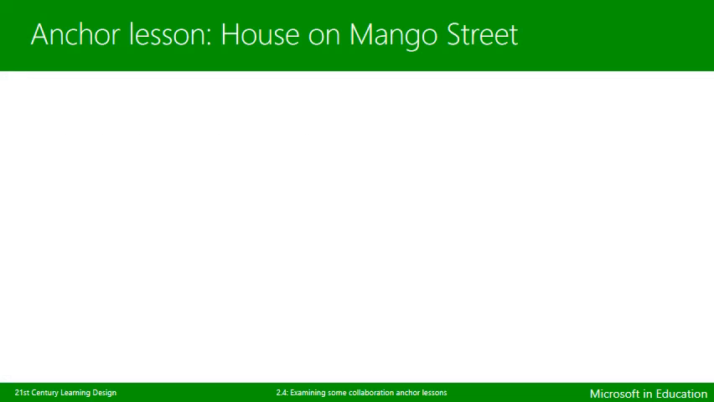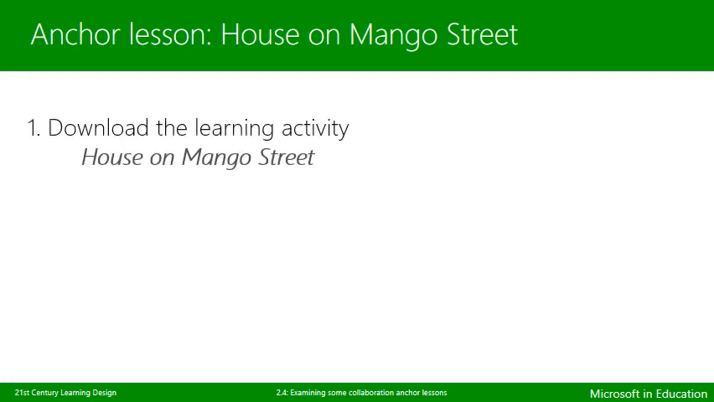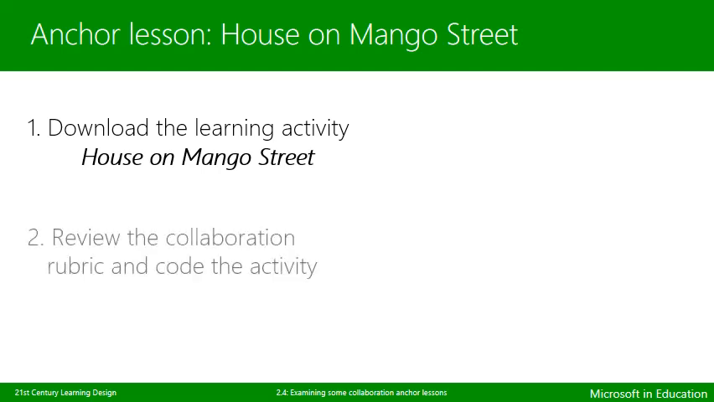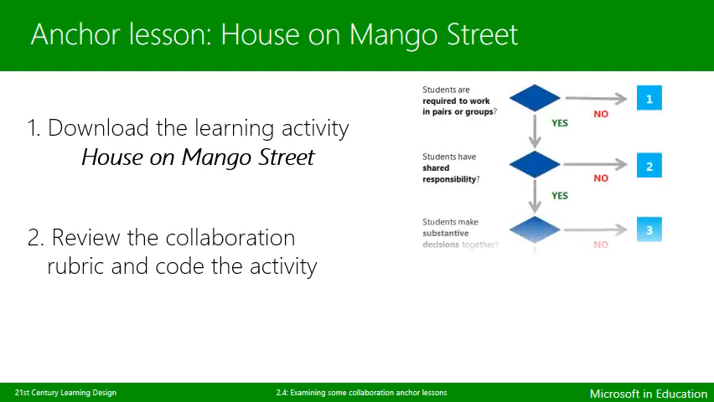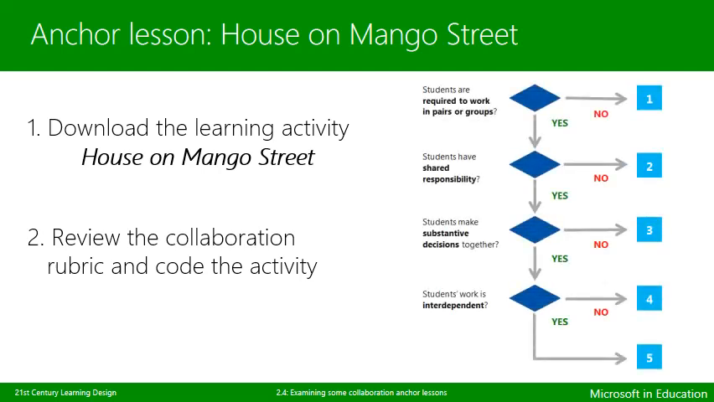Please download the learning activity entitled House on Mango Street. When you've done this, carefully read it, then make a decision about the level of collaboration that you find in this learning activity. In deciding how to code it, you need to be able to point to evidence in order to justify the code you select. Remember, you are not looking for what you think you might do. Instead, you are looking for evidence to support the code you are going to give this learning activity.